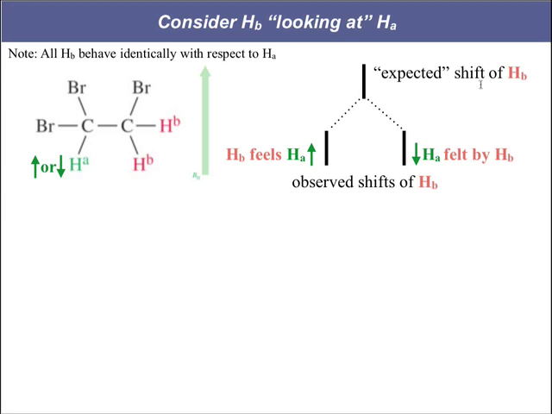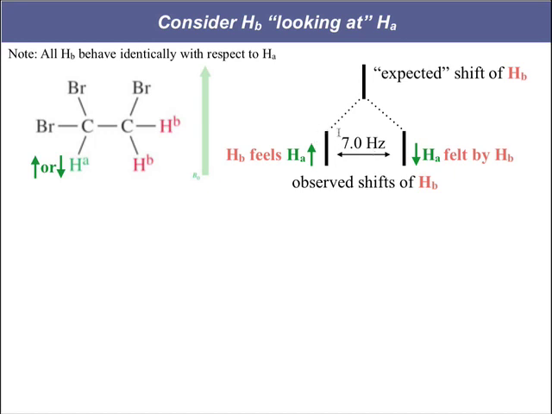So B is actually going to split into two signals. One signal for when it feels A up, and another signal for when it feels A down. It turns out that the difference between those two peaks is 7 hertz. The difference in precession frequency from when B feels A up versus when B feels A down is about 7 hertz. That's the effect that A's magnetic field has on B's precession frequency.